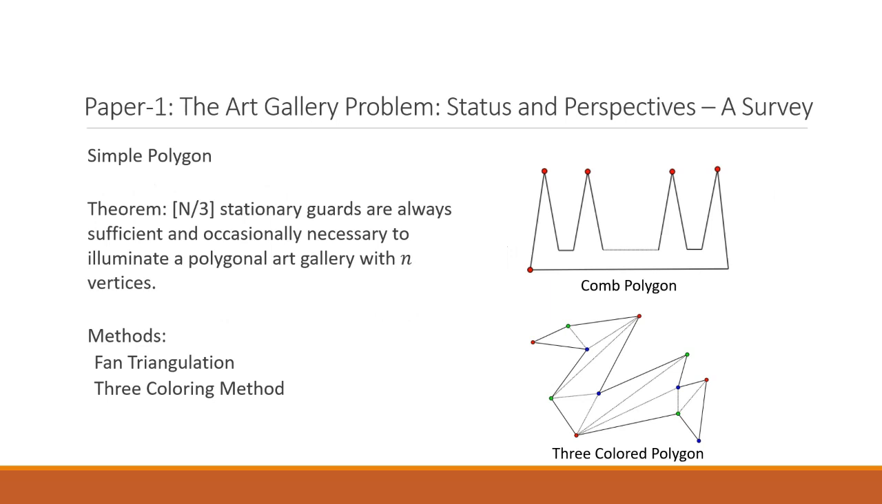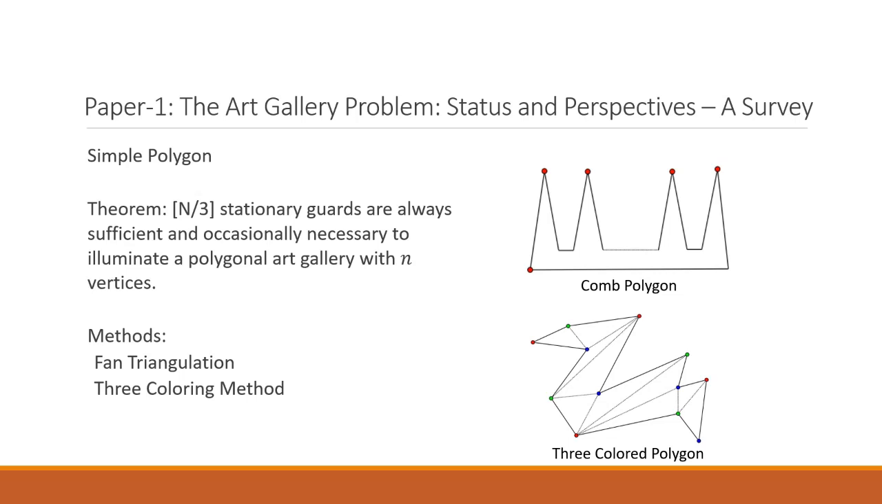Now let's learn some important points from a survey paper on the art gallery problem, that is, the art gallery problem: status and perspectives. So, the art gallery problem was first posed by Victor Klee in 1973 for stationary guards. Vasek Chvátal gave a proof for the art gallery problem in 1975. He came up with a theorem and he said that n by 3 stationary guards are always sufficient and occasionally necessary to illuminate a polygonal art gallery with n vertices.